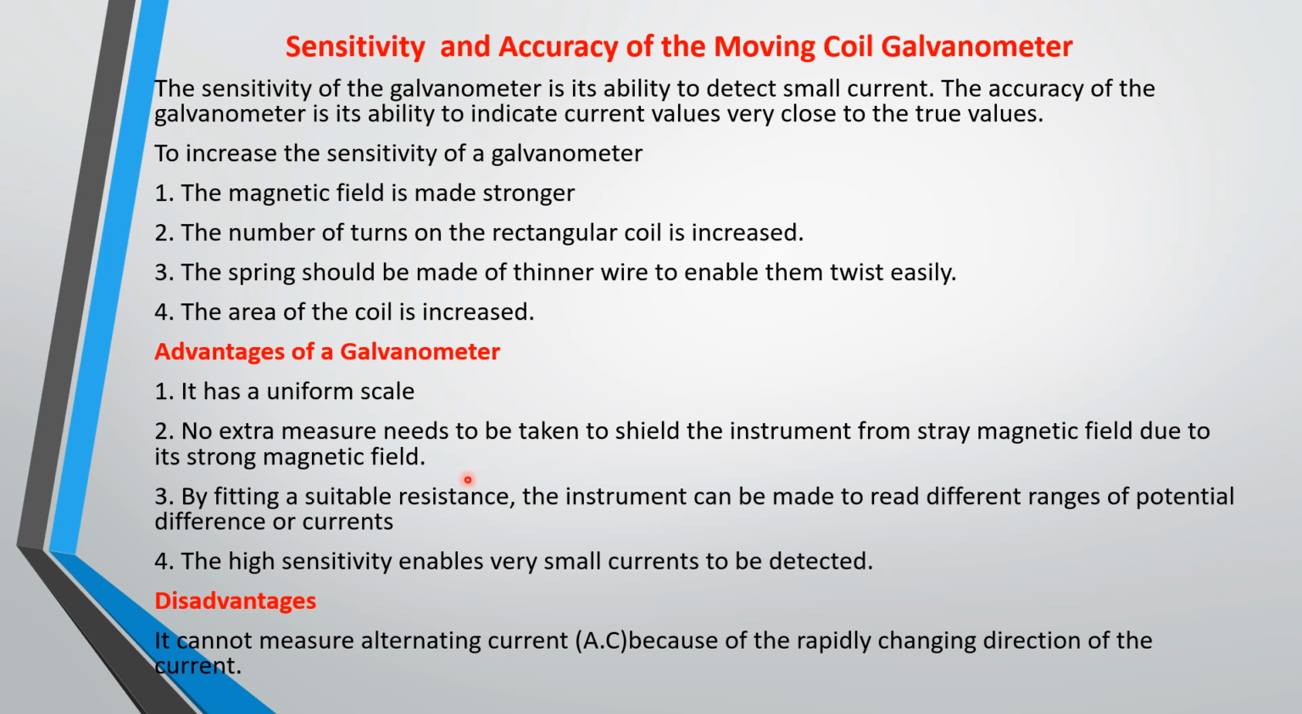The only disadvantage of the galvanometer is that it cannot be used to measure alternating current, right? Because alternating current rapidly changes direction, and the galvanometer does not work in that way. Alright, so these are basically the information. This information is very key and you need to take note of it as you are preparing for examinations.